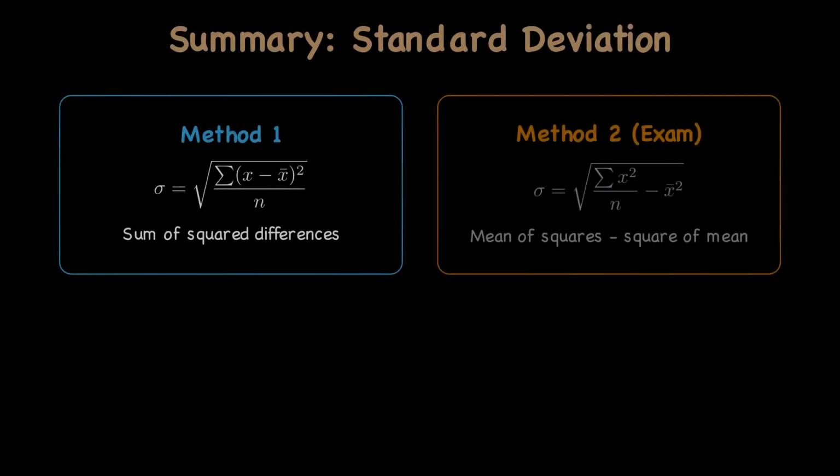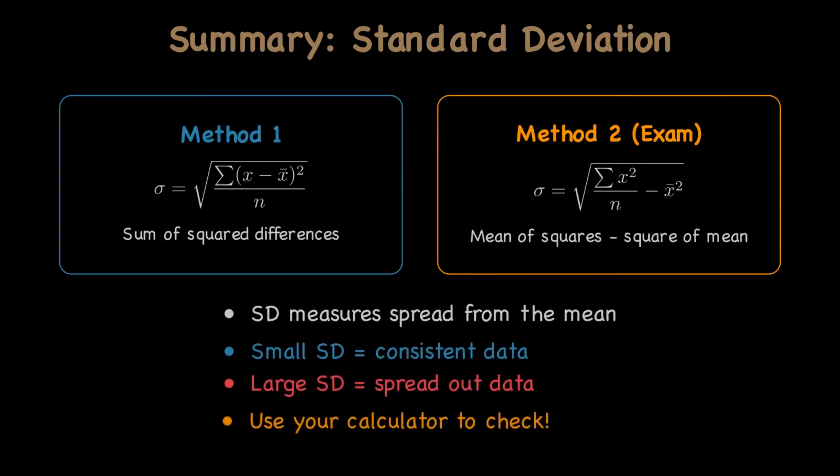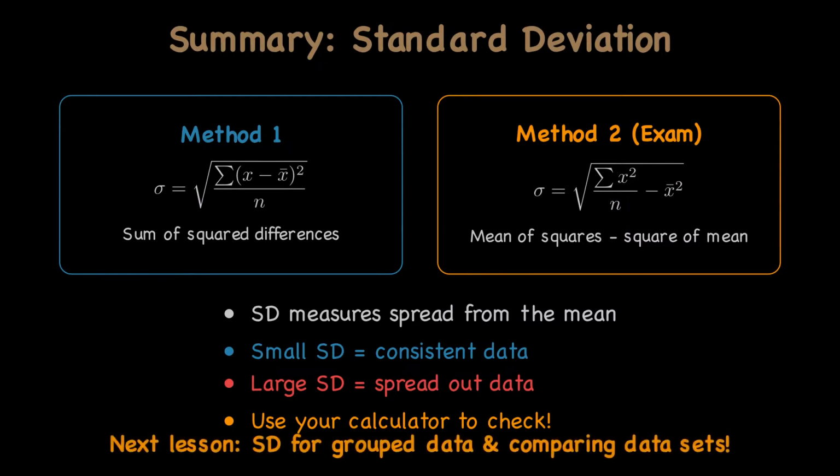Let's summarize what we've learned. Standard deviation measures spread from the mean. Method 1 uses the sum of squared differences from the mean. Method 2 uses the mean of squares minus the square of the mean. This one is on your exam formula page. Small SD means consistent data. Large SD means spread out data. And always use your calculator to check your working. Next lesson, we will apply standard deviation to grouped data and learn how to compare two datasets.